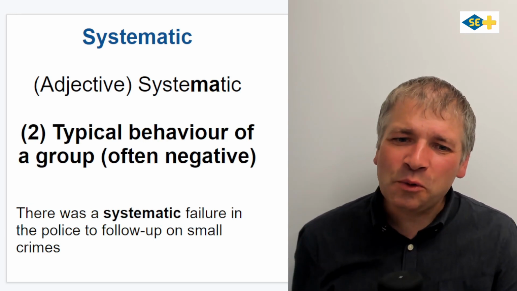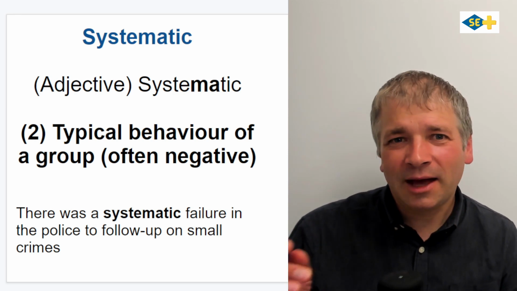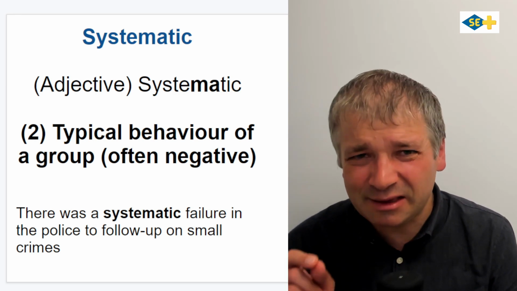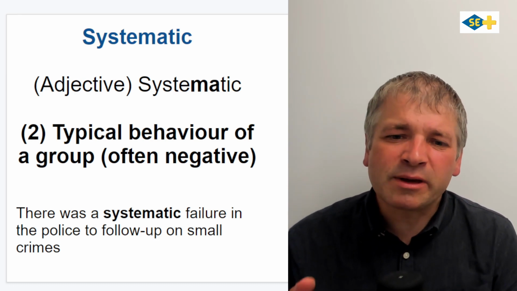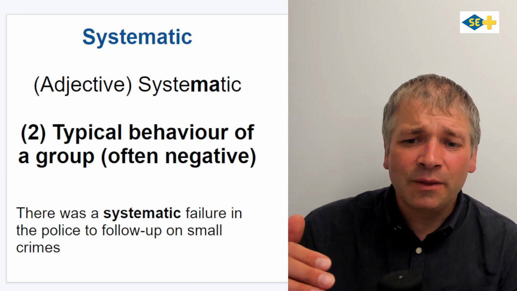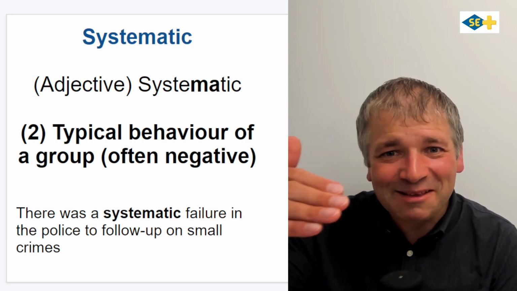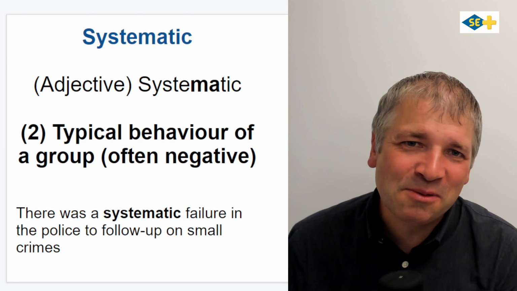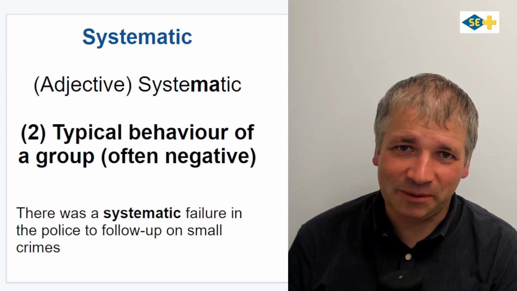But systematic can also be used when describing typical behavior of a group, and often in a negative way. Systematic. Another word you might hear connected to this is systemic, which is similar. Let's look at systematic in an example. There was a systematic failure in the police to follow up on small crimes. This means they did the same thing over and over again. So again, we have this principle of process, but it's a process of the same thing being repeated. Often used negatively. They did this wrong. It was systematically wrong.